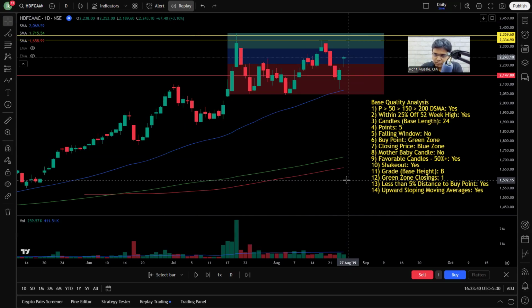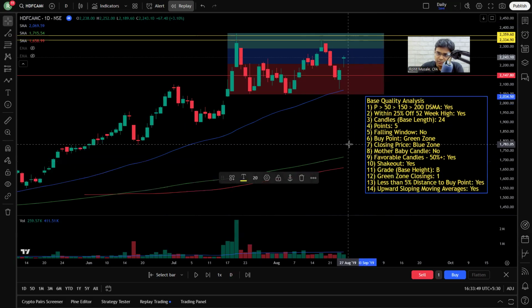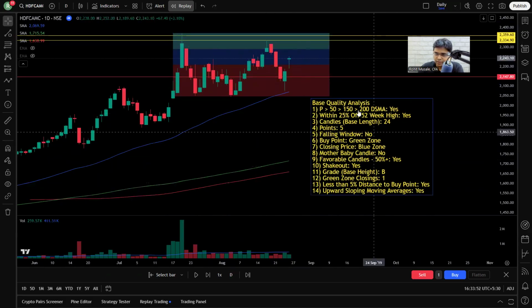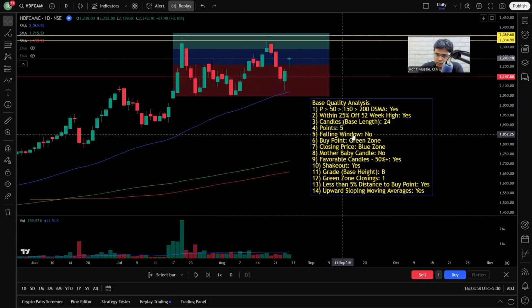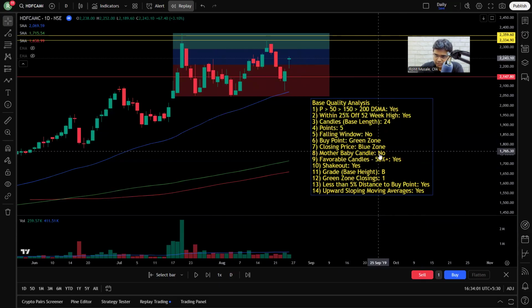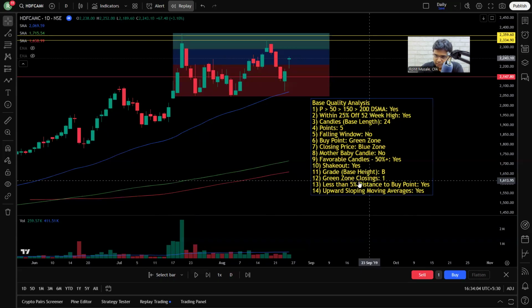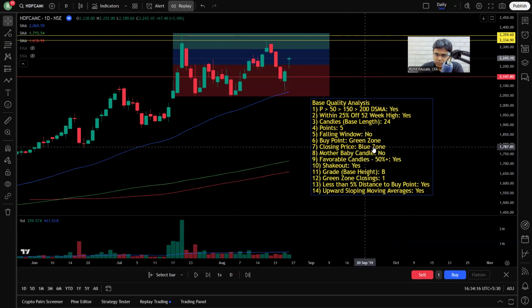Just because there is a base does not mean that we have to buy. Is the stock already in a confirmed stage 2 uptrend? Okay. So this is our first step. This is a qualifier. All of these points are a qualifier. How many are in our favor? 1, 2, 3, 4, 5, 6, then 7, 8, 9, 10. I will take green zone closing because the grade height is B. 10, 11, 12. Out of 14, 12 are in our favor. Mother baby not in our favor. Then closing price should have been in green zone. So out of 14, 12 are in our favor. It's a good enough base to at least consider.